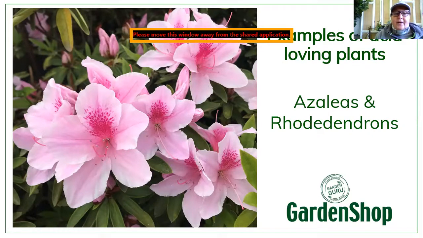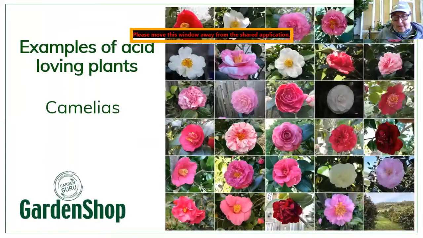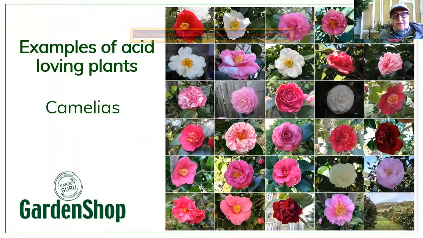And remember, in a container, you can regulate the pH of your soil much easier than, say, for instance, in the open ground. Now, the next one on my list is camellias. Again, one of my favorite plants.